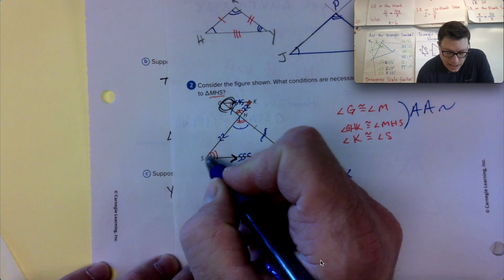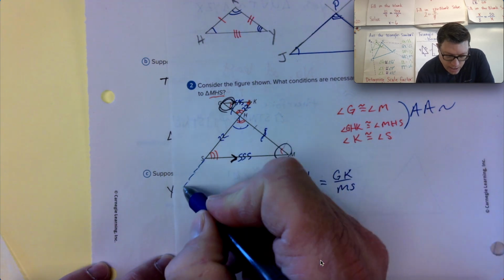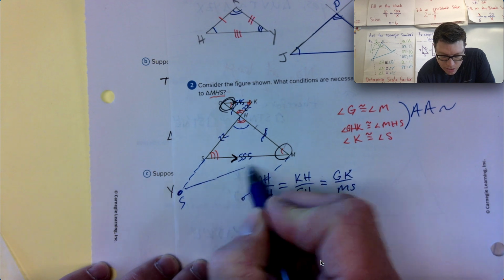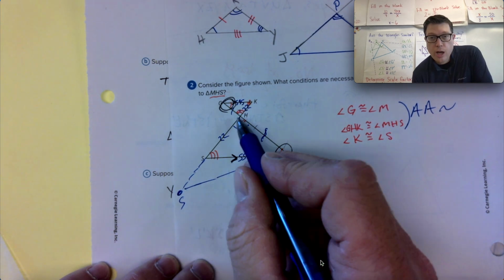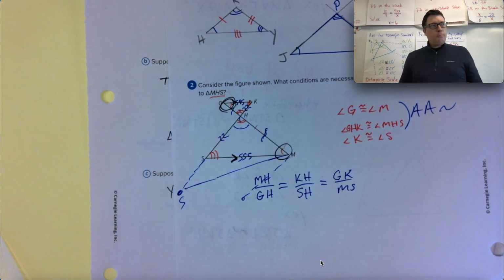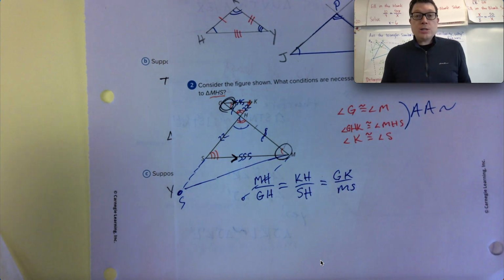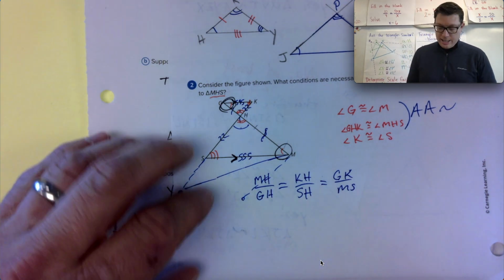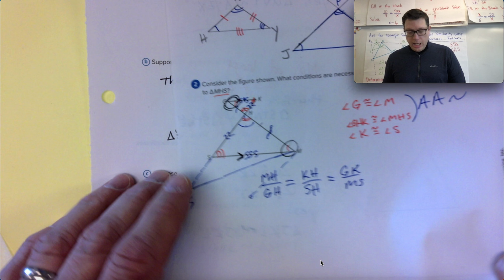Point S could be on a line this way. We could put point S down there, and then that would be the triangle, and this triangle would not be the same as the other one. So yes, you do have to know where point S, or the angle created around point S, is situated.